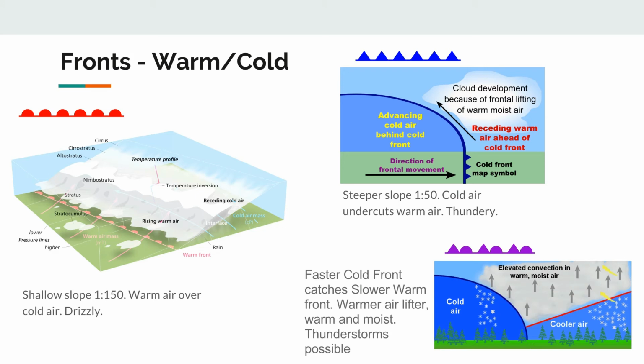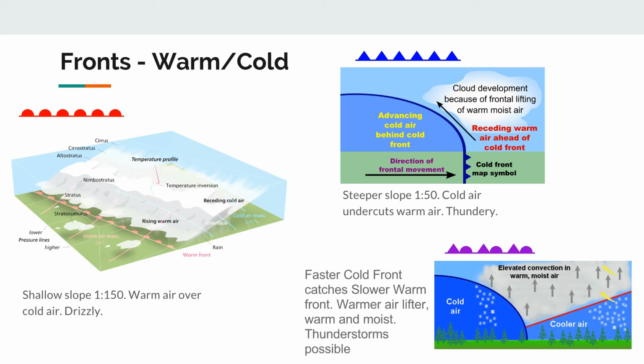So fronts. So to start off with, we'll go through our warm front. Its symbol is a red semicircle. You can see it in the top left there. And a warm front is where you get this warm air mass sliding over a colder air mass. Warm fronts are slower than cold fronts, and they have a shallow slope of 1 to 150. The weather that you can expect is fairly drizzly, longer lasting, a dreary, nasty, depressing day.